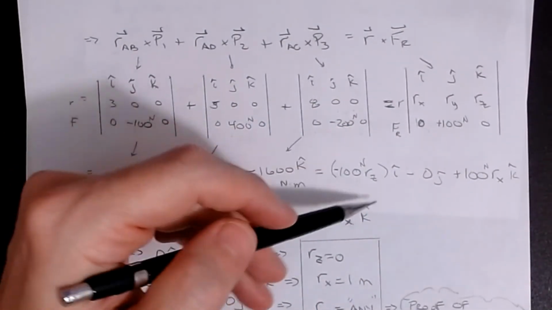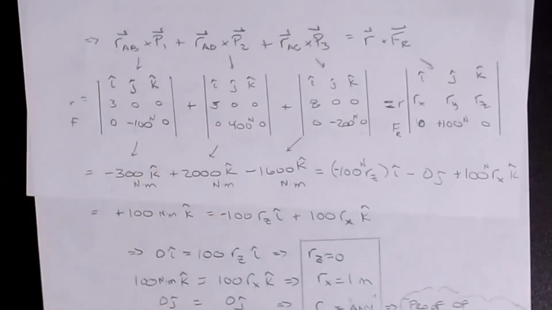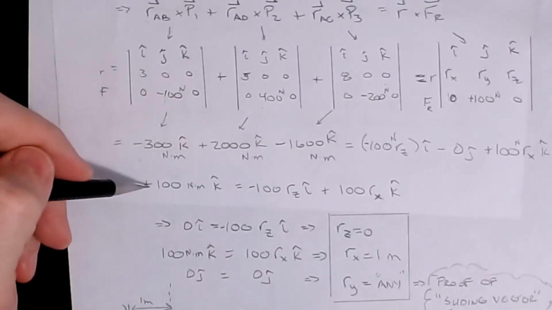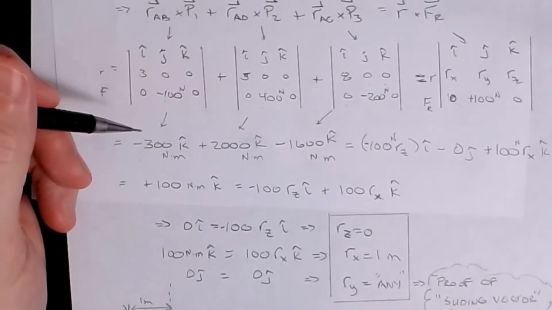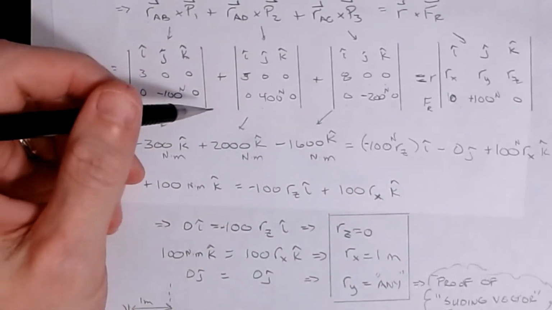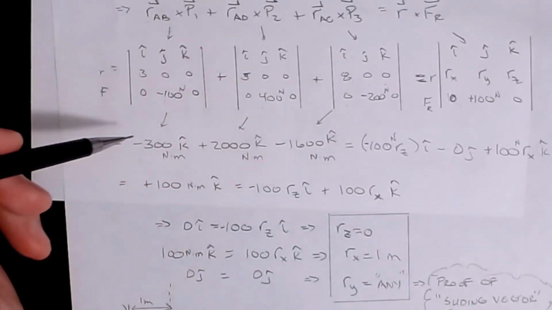So that's a minus on that. Not that it's going to matter in our end solution on this. So let's put a minus there. If I simplify all of this, if I add up all of this stuff, we end up with minus 300, minus 1600 is minus 1900, plus 2000. We're at a plus 100 Newton meter K moment for the simplification of everything on the left.